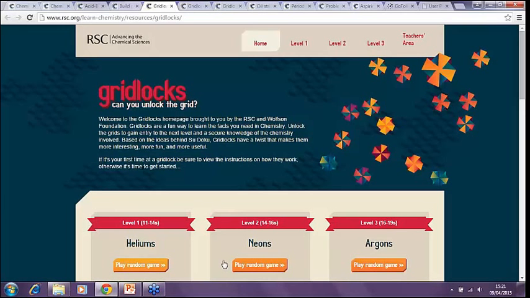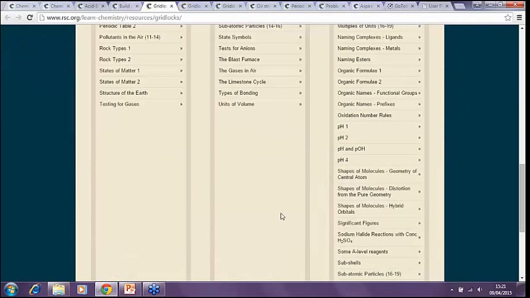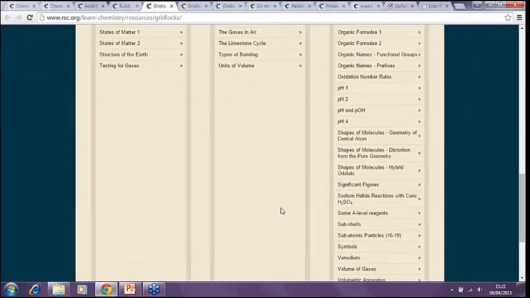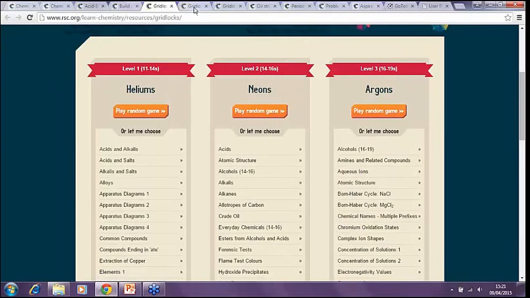Okay, so you can come to this page here and you can see, depending what age group you fall into, there are a large number of Gridlocks that you can choose to use here, okay, and they're sorted by topic. Okay, so we're going to have a look at the acids one, first of all, from the 14 to 16 age range. Okay, we'll start the game.